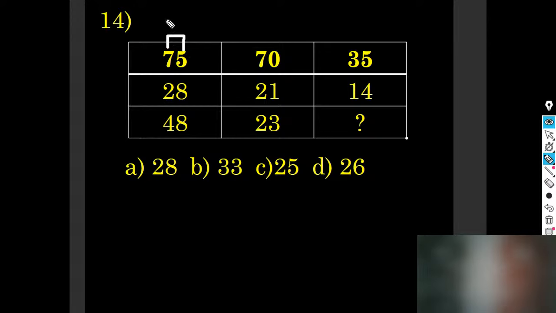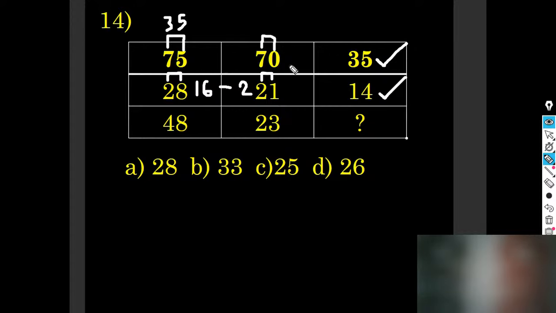7 into 5. 7 into 5 is 35. Next, 7 into 0 is 0. So 35 minus 0 is 35. So 35 is the correct answer. Next, in the same way, 2 into 8 is 16. 2 into 1 is 2. Just subtract those two. Multiply the digits and subtract them. 16 minus 2 is 14.